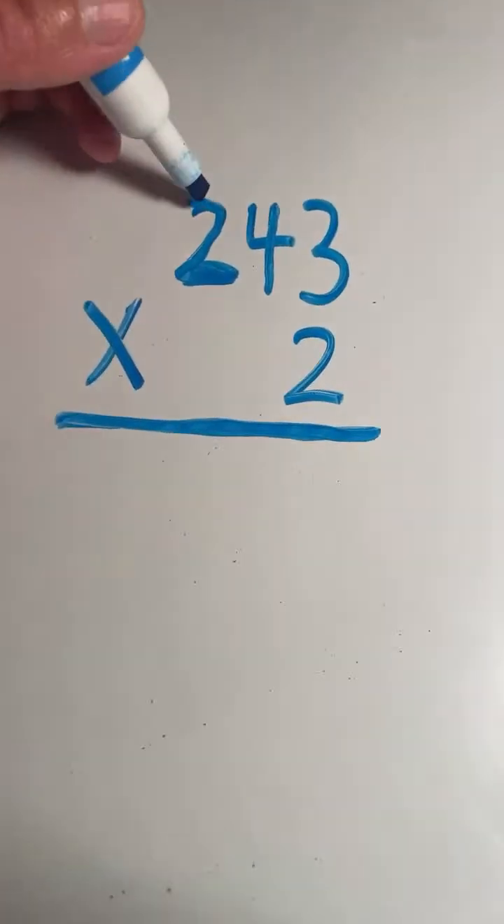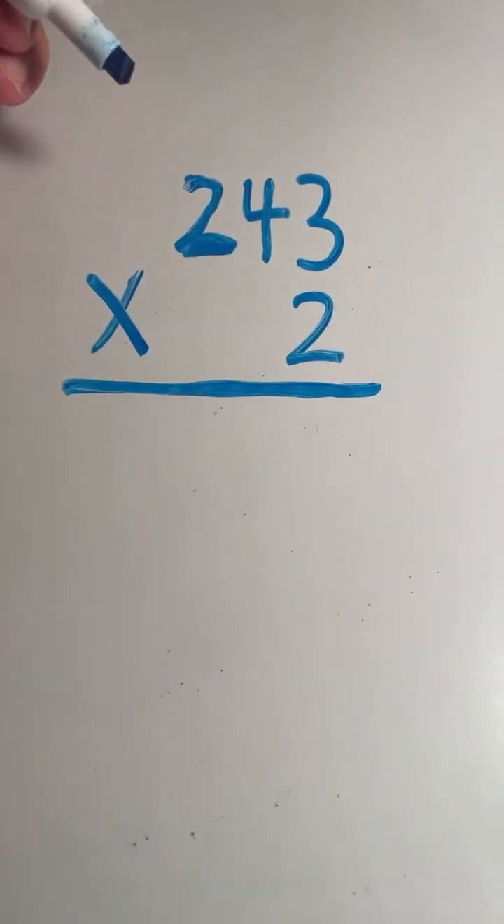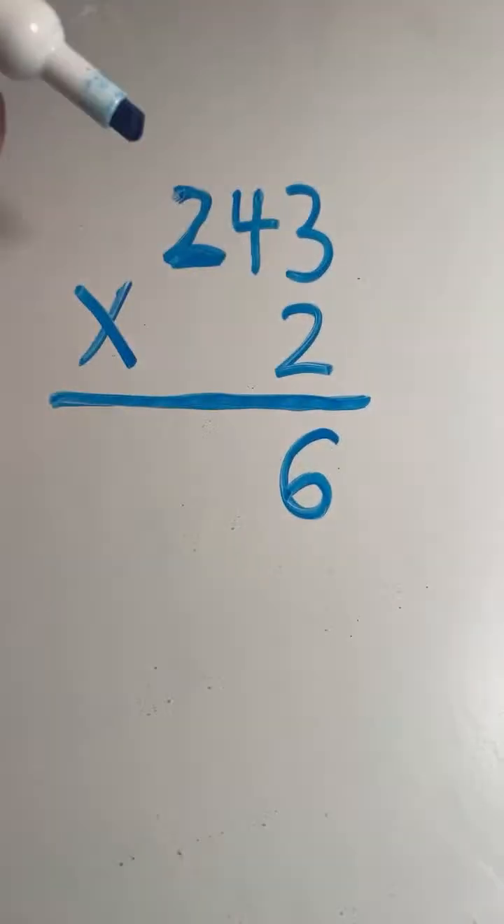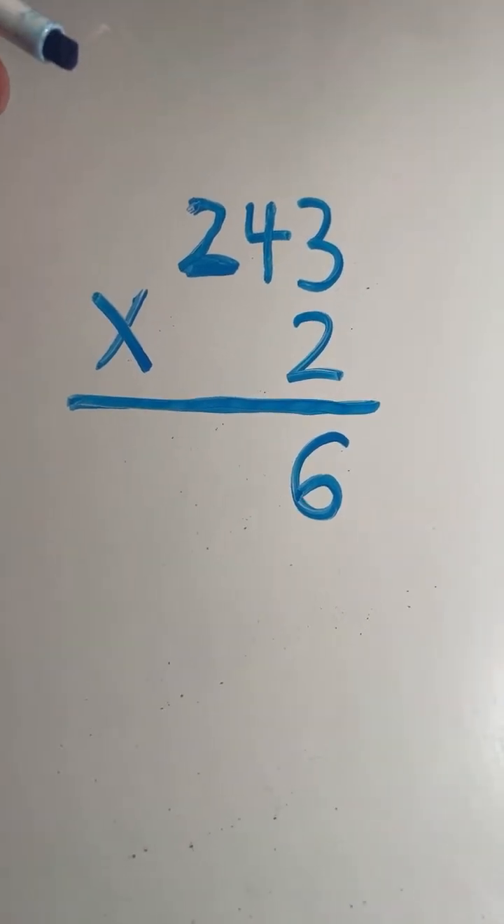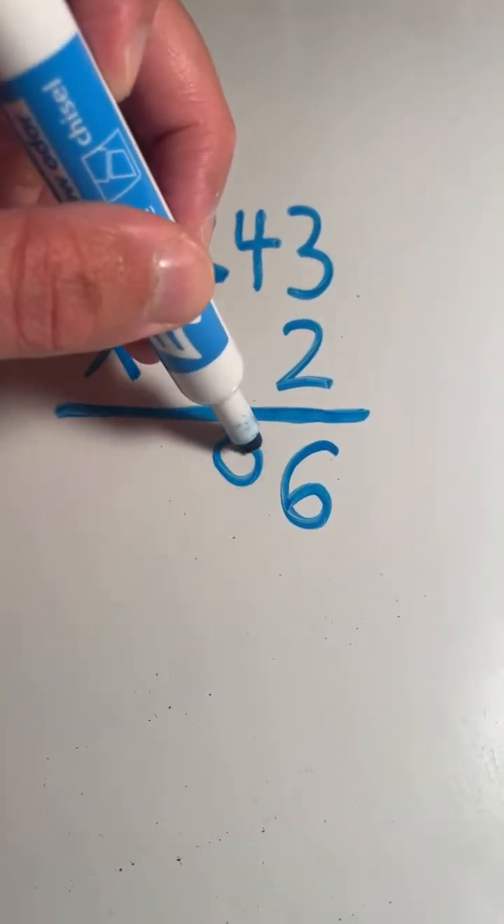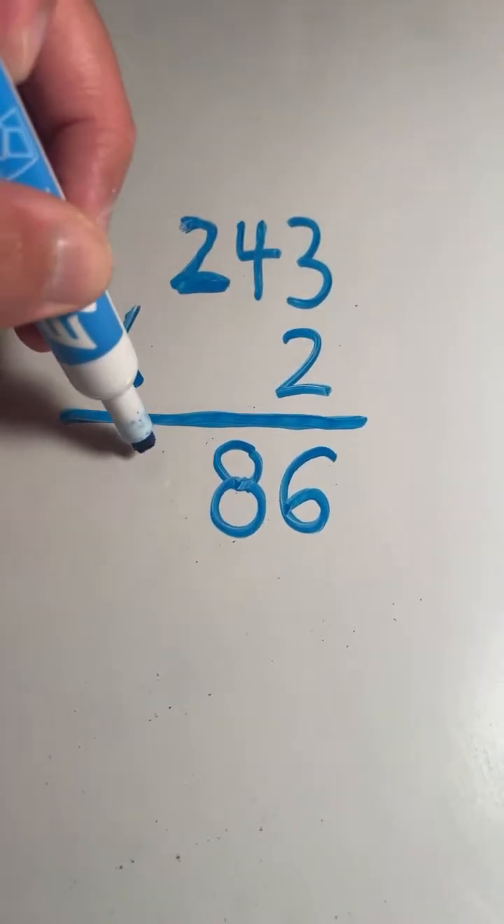So 243 times 2. So we start in the ones place. We always start in the ones place. 3 times 2 equals 6. Now, we do not need to regroup here because our product is less than 10. Anytime our product is 9 or less, regrouping is not needed. 4 times 2 equals 8. Again, no regrouping needed there. 2 times 2 equals 4.